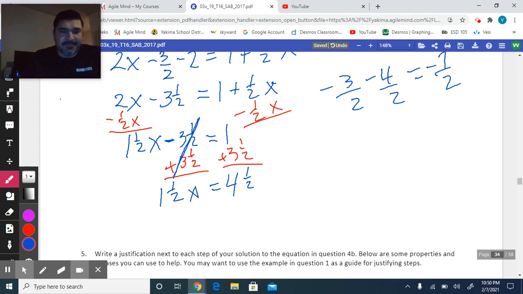One last step. I need to get rid of 1/2 x. Okay, so I'm going to change this to fractions, which we can do. 1.5 is the same thing as 3 over 2. I'm also going to change this. 2 times 4 is 8, plus 1 is 9 over 2.